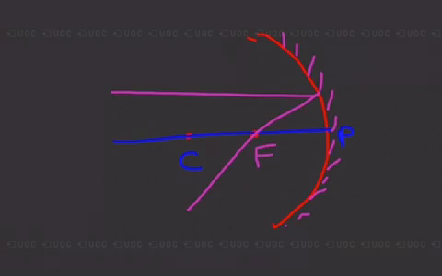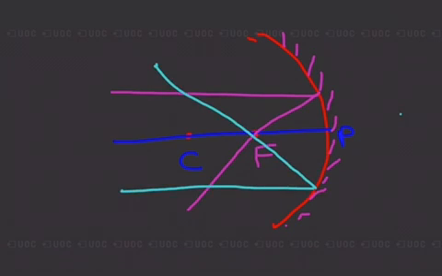And whenever the incident ray passes through the focus, the reflected ray is invariably parallel to the principal axis. So these are the rules.